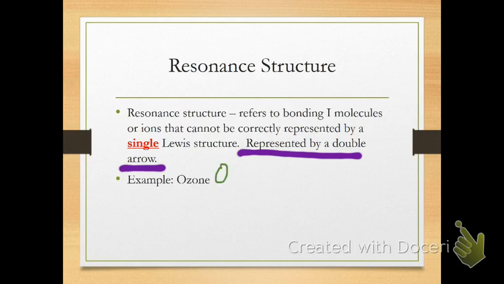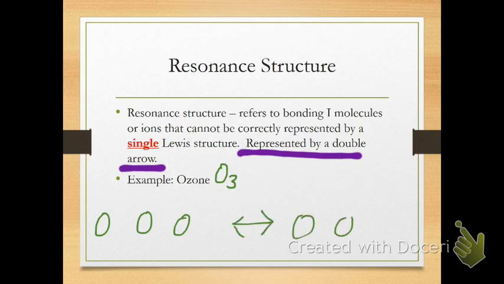So ozone, which is O3, is going to be my example. I have O, O, O, with a double arrow between them. Those aren't zeros, they're O's. Ozone, we know from experiment, has a single and a double bond.